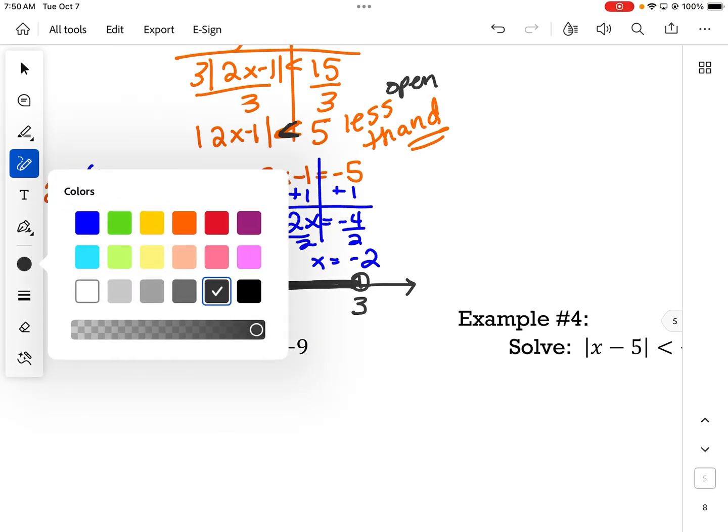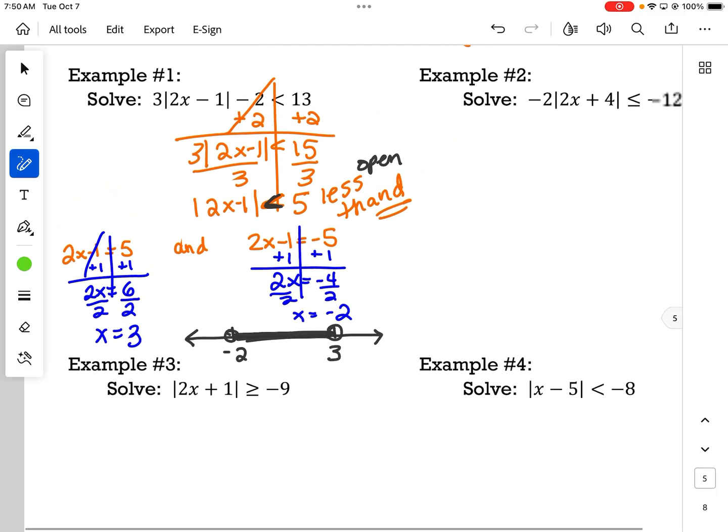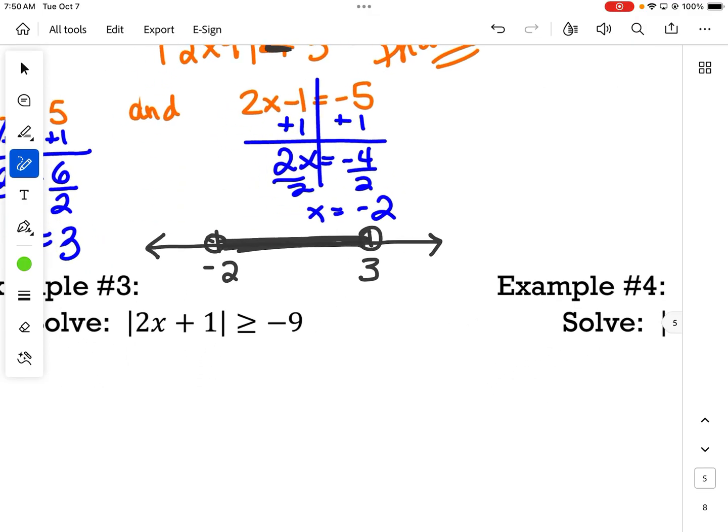And what this means is every number between here will work on this inequality and on the absolute value equation. So we can put this into y equals and see that the numbers in between -2 and 3 will work for the absolute value. Okay. So we could check those.